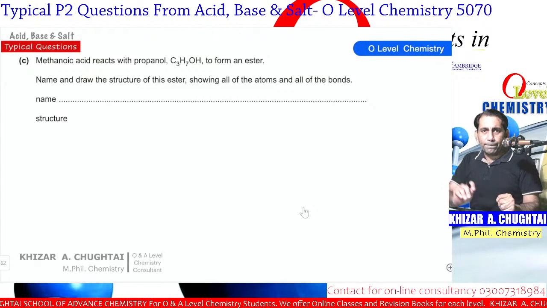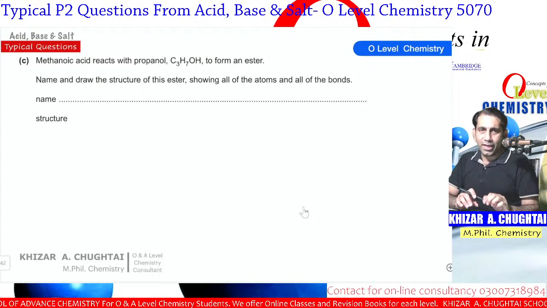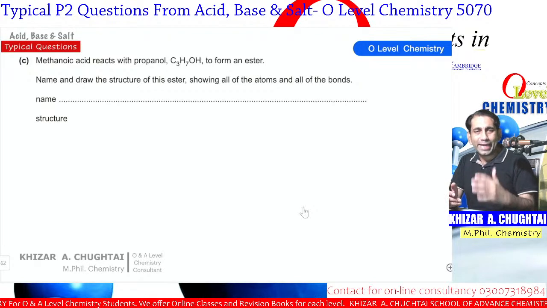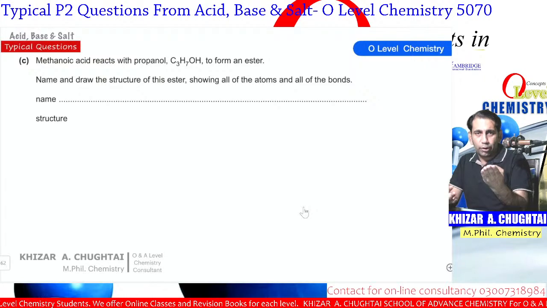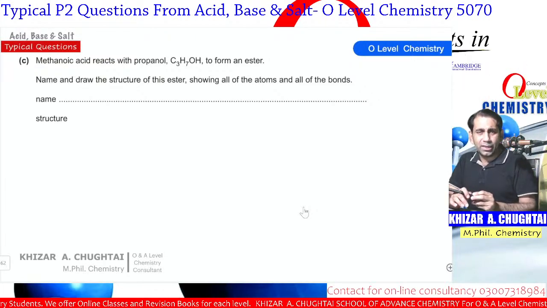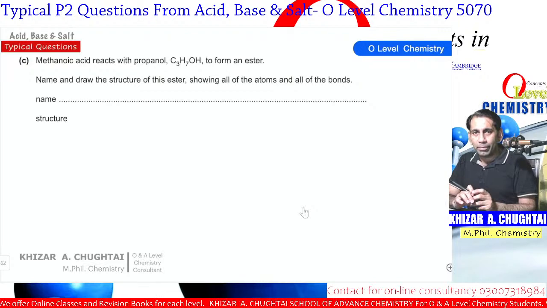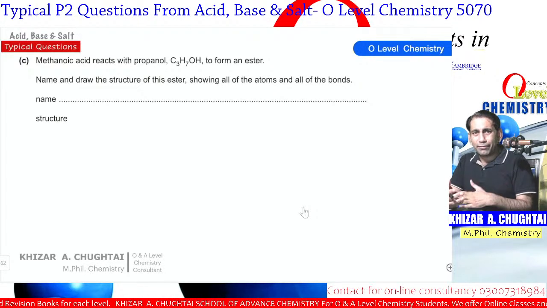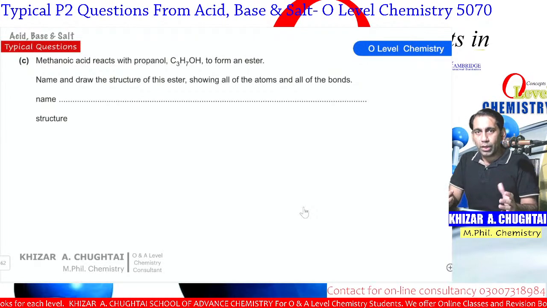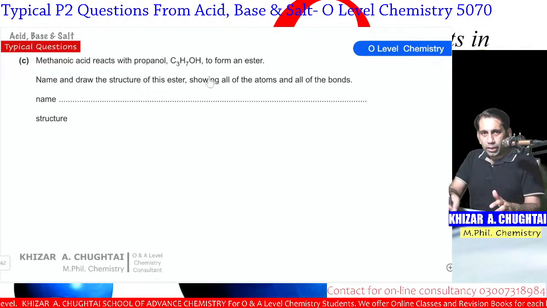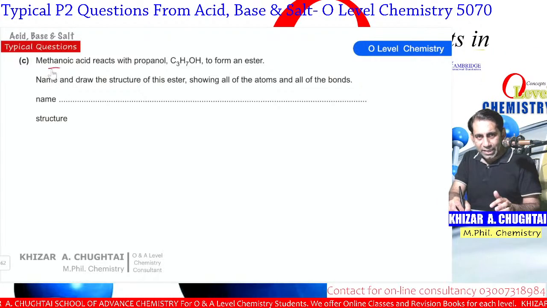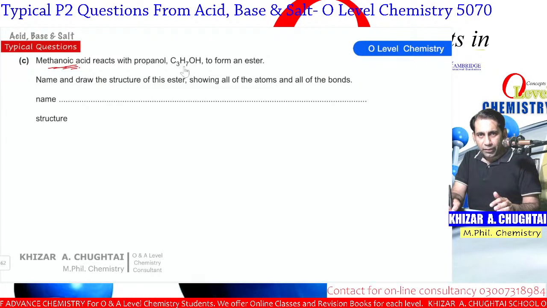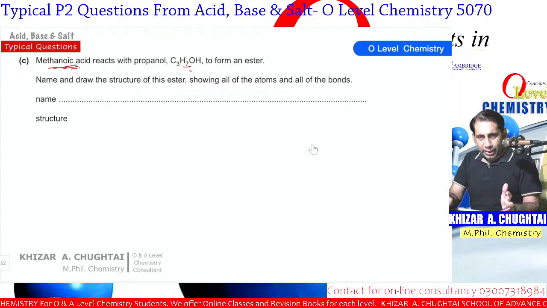Methanoic acid reacts with propanol to form an ester. Draw the structure of the ester. And once again, you can say the organic acids have this special property. It cannot be exhibited by the normal mineral acids. This reaction cannot be carried out with HCl, with H2SO4, with phosphoric acid, and so on. So this is the special property of the acids that are said to be the carboxylic acids. And methanoic acid is going to react with the propanol. I am going to write its structure and all the things.